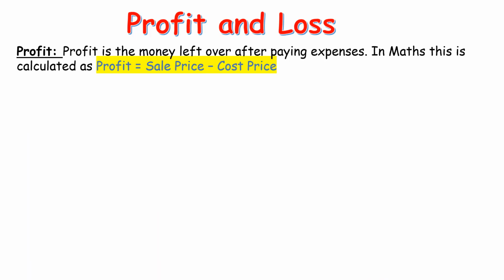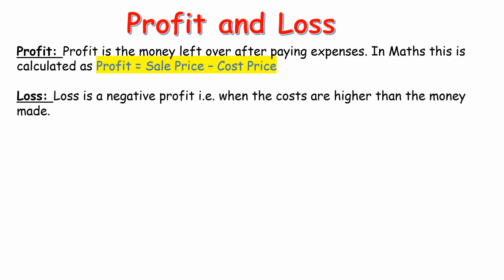So now we're going to look at profit and loss. So profit is the money left over after paying expenses. So for us, that's the sale price minus the cost price. A loss is when you have a negative profit. So in the case that the cost price is higher than the sale price, you've made a loss.